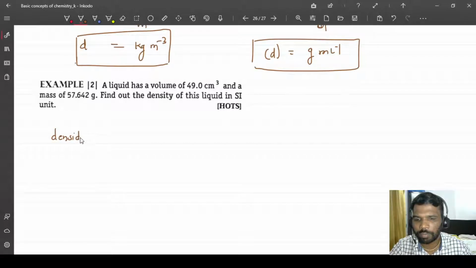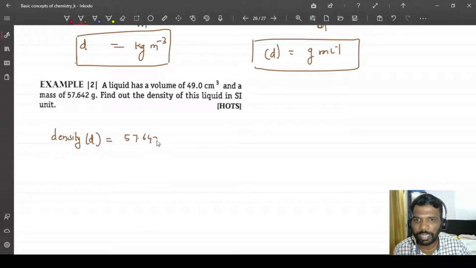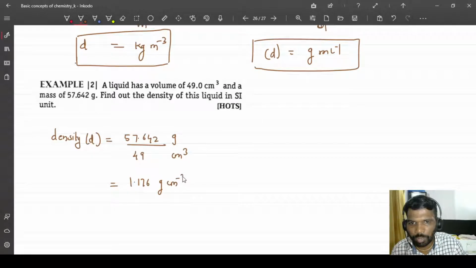So density D will be equal to, let's say I'm considering this mass in grams only, 57.642, I'm not doing any conversion, divided by volume 49. The unit here is gram and here the unit is centimeter cube. If you do these calculations, the density will be 1.176 grams per centimeter cube.